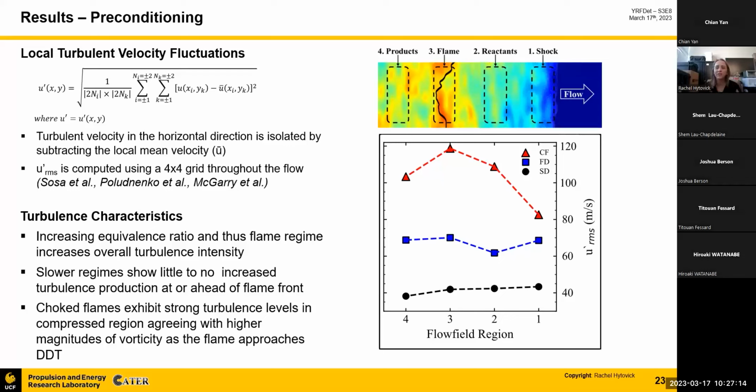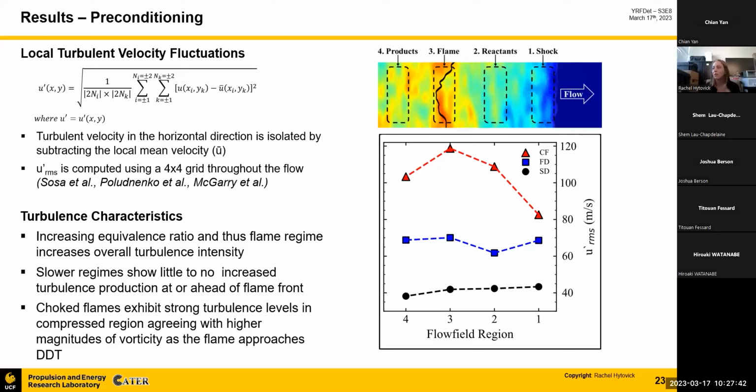It's been validated, and we've used it a few different times in other works, and it's shown pretty good results. Here's our equation on how we actually do it. So for this, we wanted to compare the local turbulent velocity fluctuations for each regime. Starting at the slow deflagration, we took 4 different flow field regions, and we marked them here to better understand spatially what we're looking at.